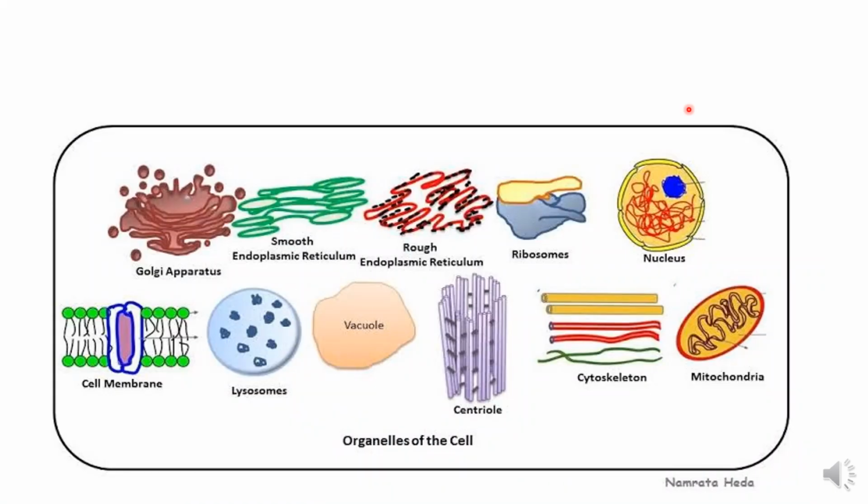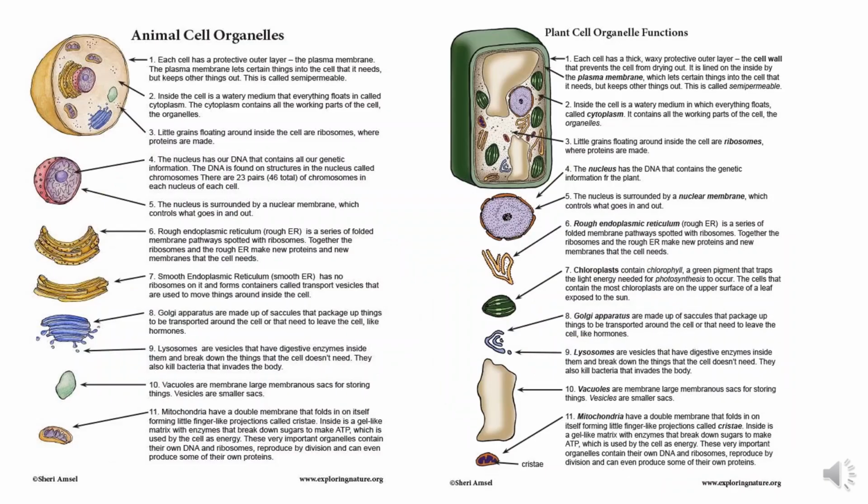The important cell organelles are Golgi apparatus, smooth endoplasmic reticulum, rough endoplasmic reticulum, ribosomes, nucleus, lysosomes, vacuole, centriole, mitochondria. These are the animal cell organelles and these are the plant cell organelles with various functions. All the cell organelles have specific functions.